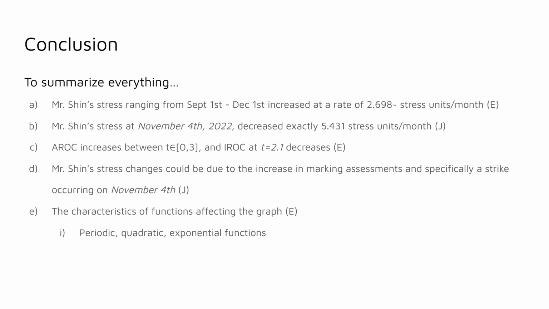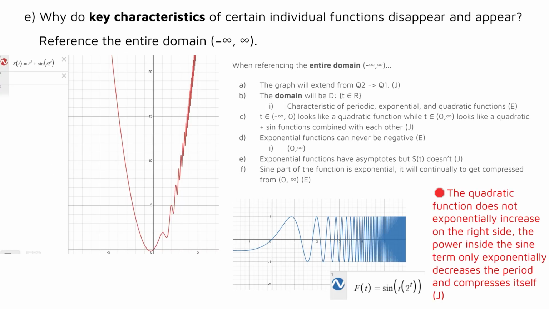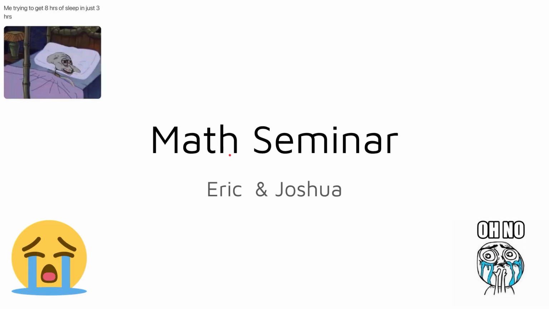D, Mr. Shin's stress changes could be due to the increase in marking assessments and specifically a strike occurring on November 4th, which could have caused those trends. E is that the characteristics of functions affect the graph, such as periodic, quadratic, and exponential functions. These all play a role in how this thing turns out.